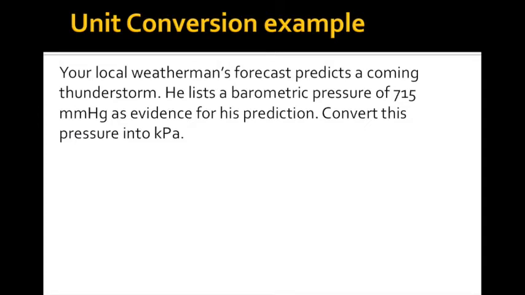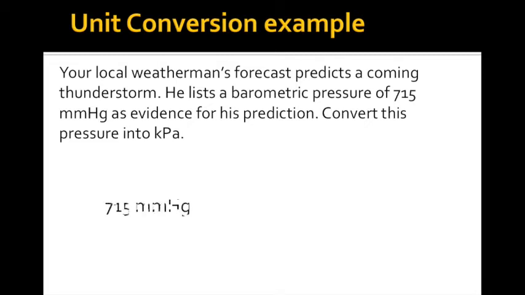An example of converting units. Okay, so the example is your local weatherman's forecast predicts a coming thunderstorm. He lists a barometric pressure of 715 millimeters of mercury as evidence for this prediction. You know that they always say low pressure means bad weather is coming. I want you to convert this pressure into kilopascals.